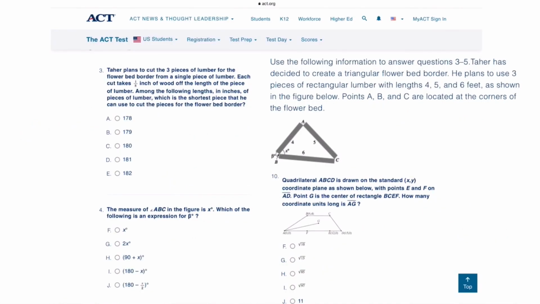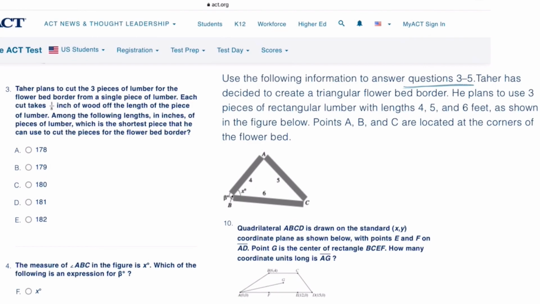Moving on to numbers 3, 4, and 5, which go off of this picture to the right here. We have this triangle where there's 3 pieces of lumber, lengths 4, 5, and 6 feet, to create this flower bed. Now question 3 asks us, given those lengths and knowing that each cut takes 1/8 inch of wood, what is the shortest the piece of wood could be to be able to create this flower bed? So first of all, we already know we have our 4 foot, 5 foot, and 6 foot.